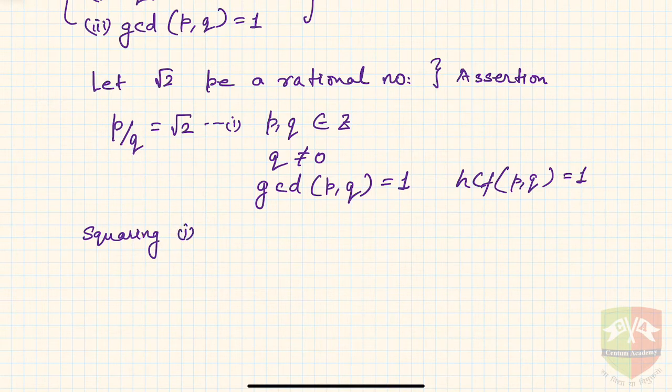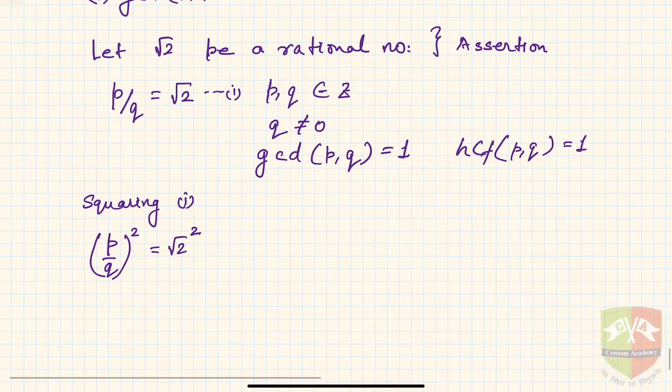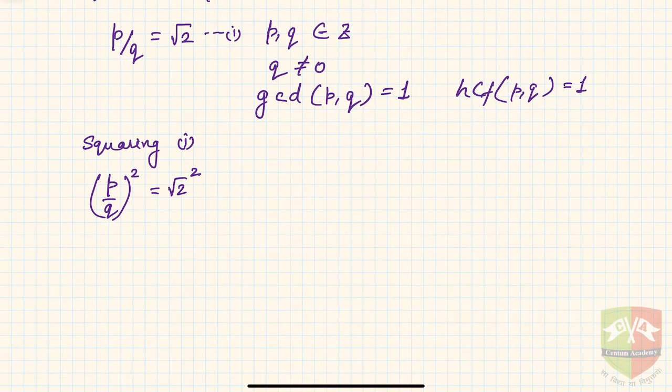Squaring, what do you get? You get (p/q) whole squared is equal to root 2 squared, isn't it? This implies p squared by q squared is equal to 2, right? Root 2 squared is 2. So this implies p squared is equal to 2q squared. Correct? p squared is equal to 2q squared.